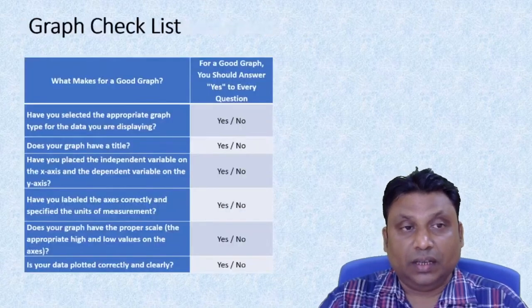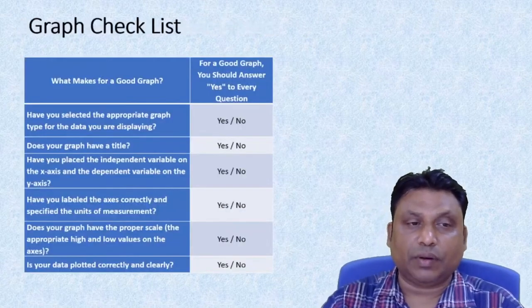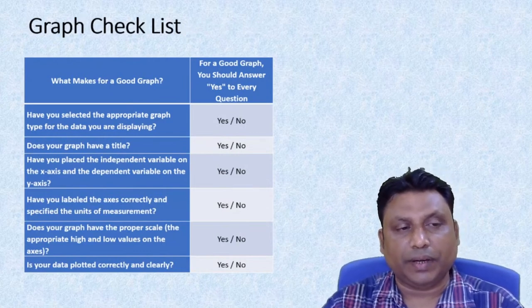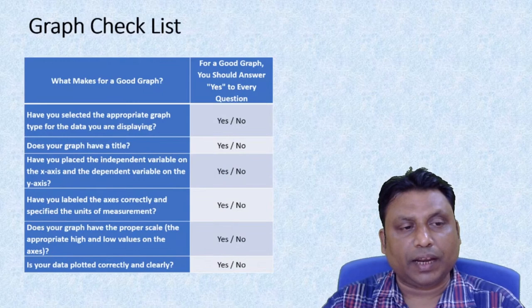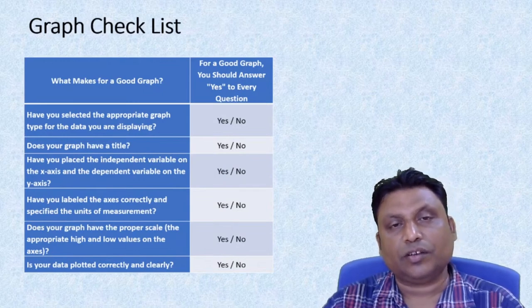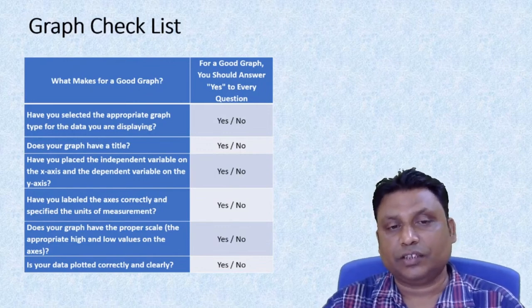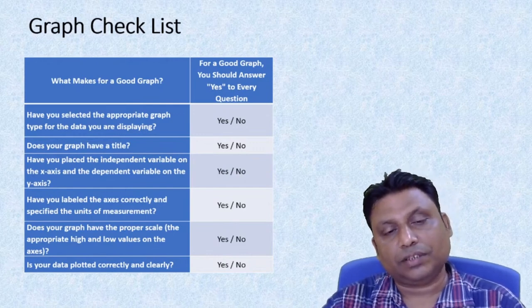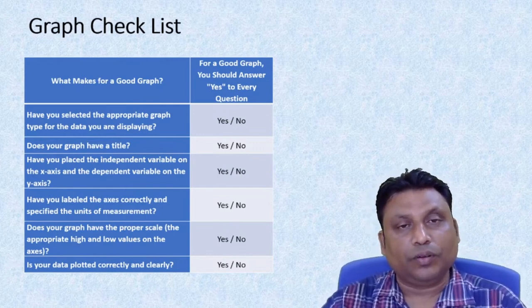Yes, so now the checklist. What is the checklist? Now, what makes a good graph? You have to first find out: have you selected the appropriate graph type for the data you are displaying? Yes or no? You are asking the question to yourself. If yes, it is good. Does your graph have a title? Yes or no? If yes, it's good. If no, you have to put in your title.